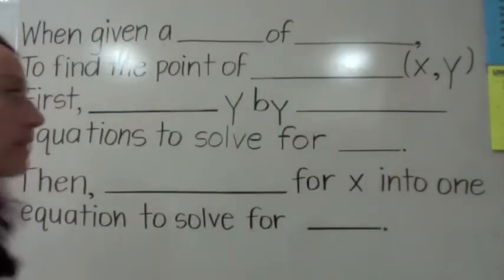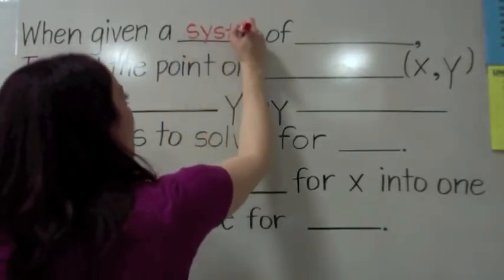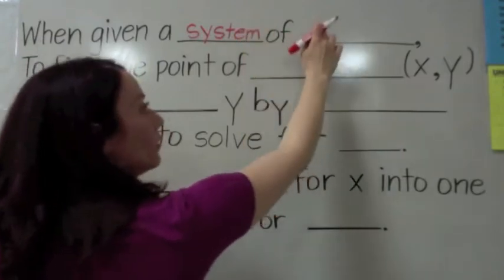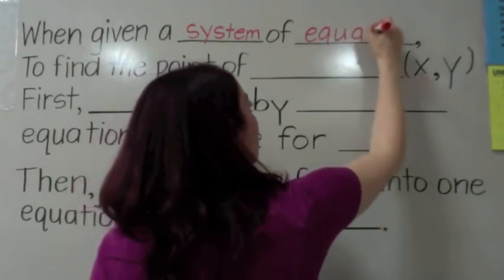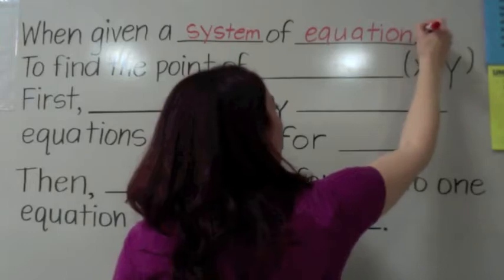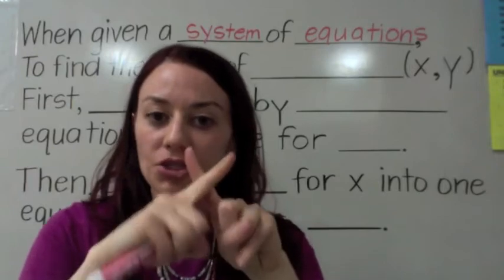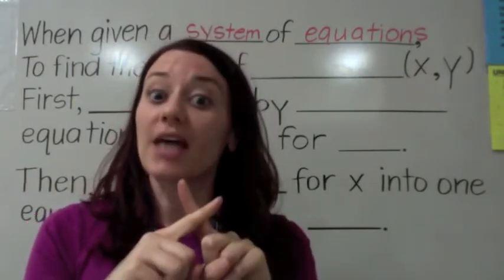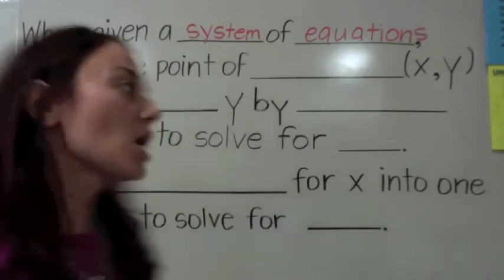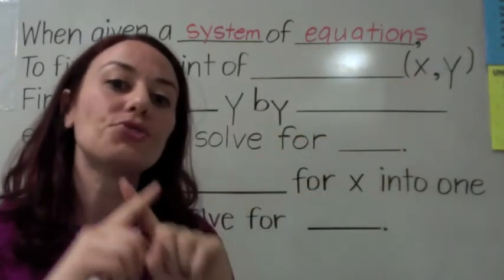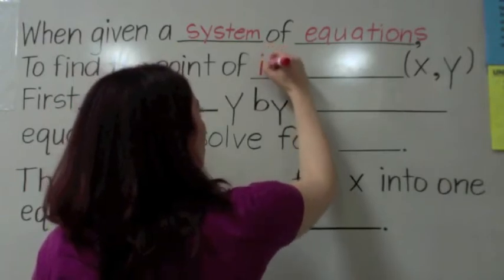So let's write, when given a system of equations, to find the point of, what do we call it when two lines meet? Intersect, right? So the point is called intersection. If we want to find where two lines intersect, let's write intersect.